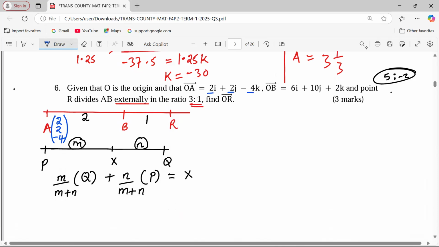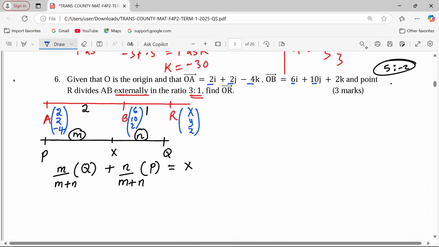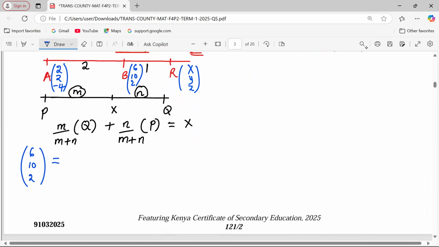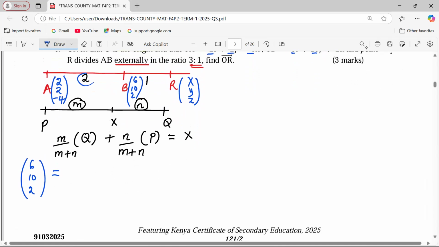2, 2, negative 4. Then vector B is going to be 6, 10, 2. And R is unknown, X, Y, Z. Now, according to the ratio theorem, vector B, which is 6, 10, 2, equals, when we take 2, the ratio 2, out of all the proportions, which are 3, because we picked 2, we multiply by vector R, X, Y, Z.